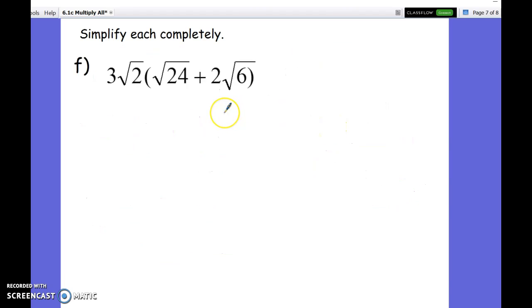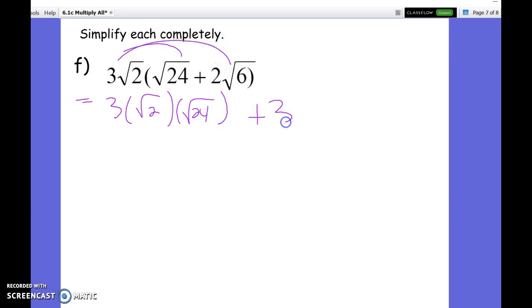This is our last problem, so again, you might want to pause the video and try to solve it for yourself first. 3 square roots of 2 times 24 plus 2 times the square root of 6. So let's go ahead and distribute. We'll have 3 times the square root of 2 times the square root of 24 plus 3 times the square root of 2 times 2 times the square root of 6.